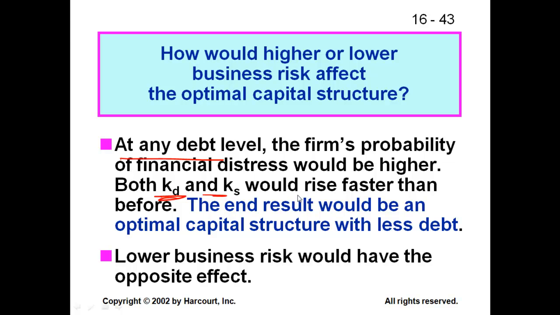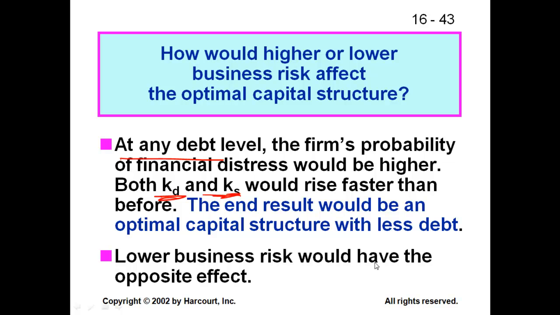Okay, does that point make sense? That's why both KD, the cost of debt, and the cost of equity would rise at a faster rate as you take on more debt. So the end result would be that you have some optimal capital structure. And this is just hammering in an earlier point that initially, as you take on more debt, value goes up because the benefit of that debt is more than the cost. But if you keep doing that, you get to a point where the cost of taking on more debt is more than the benefit.